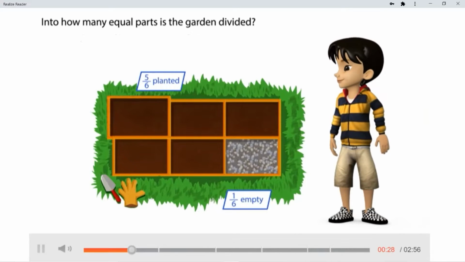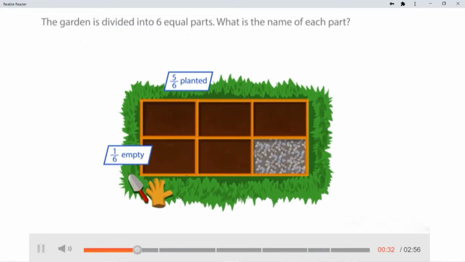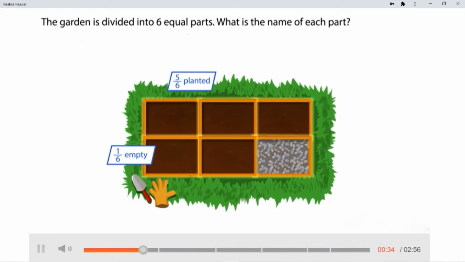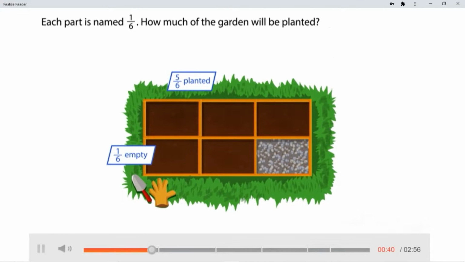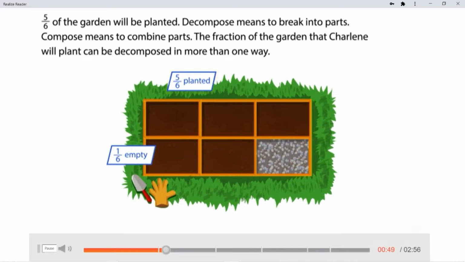Into how many equal parts is the garden divided? The garden is divided into 6 equal parts. What is the name of each part? Each part is named 1/6. How much of the garden will be planted? 5/6 of the garden will be planted.